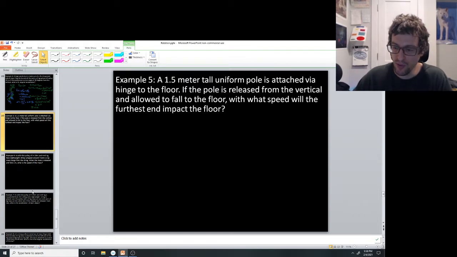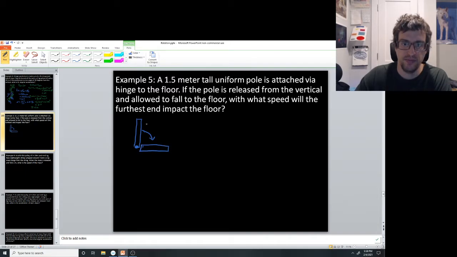All right, so we've got a pole. It's attached to the ground, but it's attached to a hinge, which means that when it falls, it falls directly like this. And I want to know, what is the speed at which the outer edge impacts the floor?